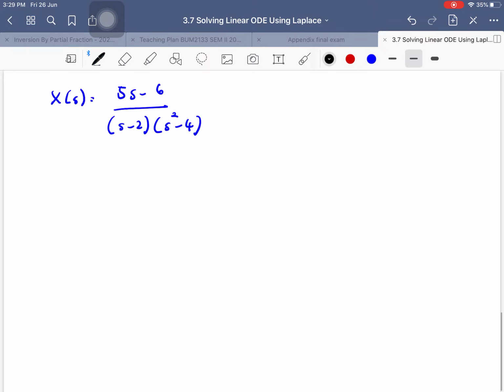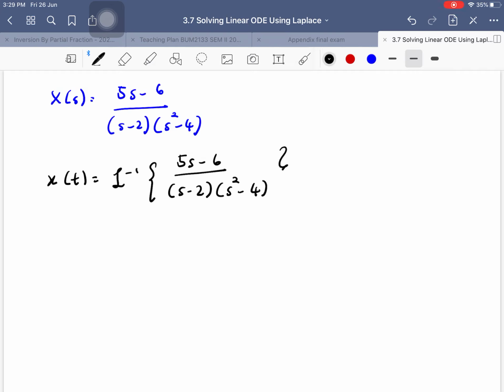The next step is to find x of t, and we know that x of t is simply going to be the Laplace inverse of this term, which is 5s minus 6 over s minus 2 multiplied by s squared minus 4. Again, I've told you this before in the previous video. When you come across something with more than one bracket, here I have one bracket for s minus 2, another bracket for s squared minus 4, automatically don't think about it complicatedly.